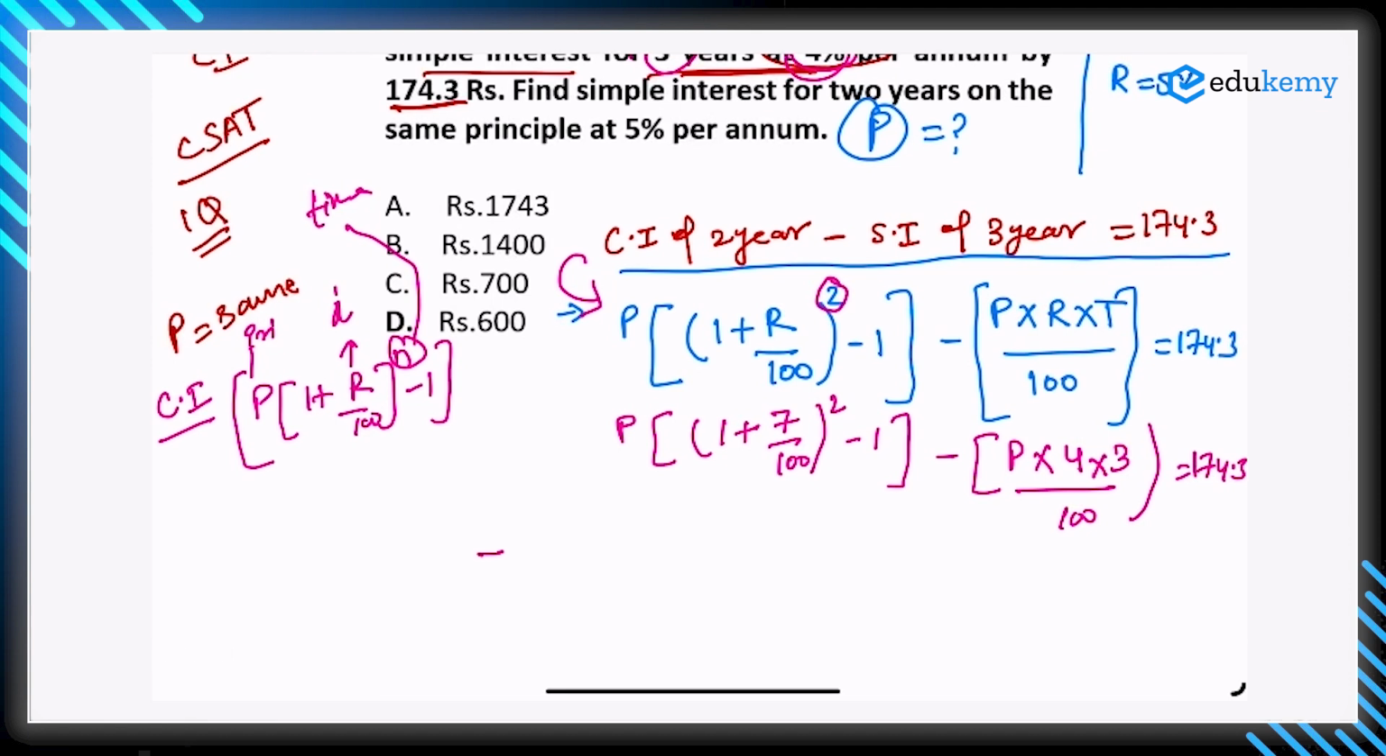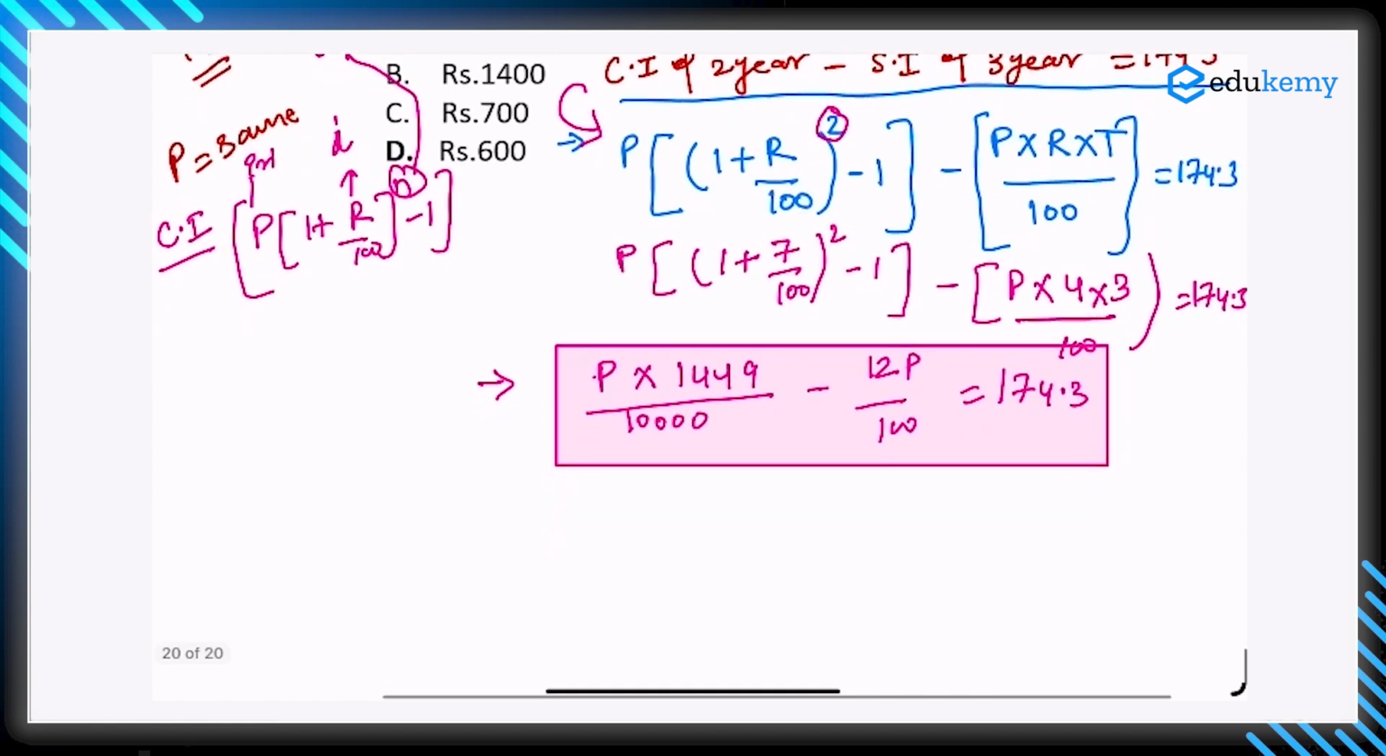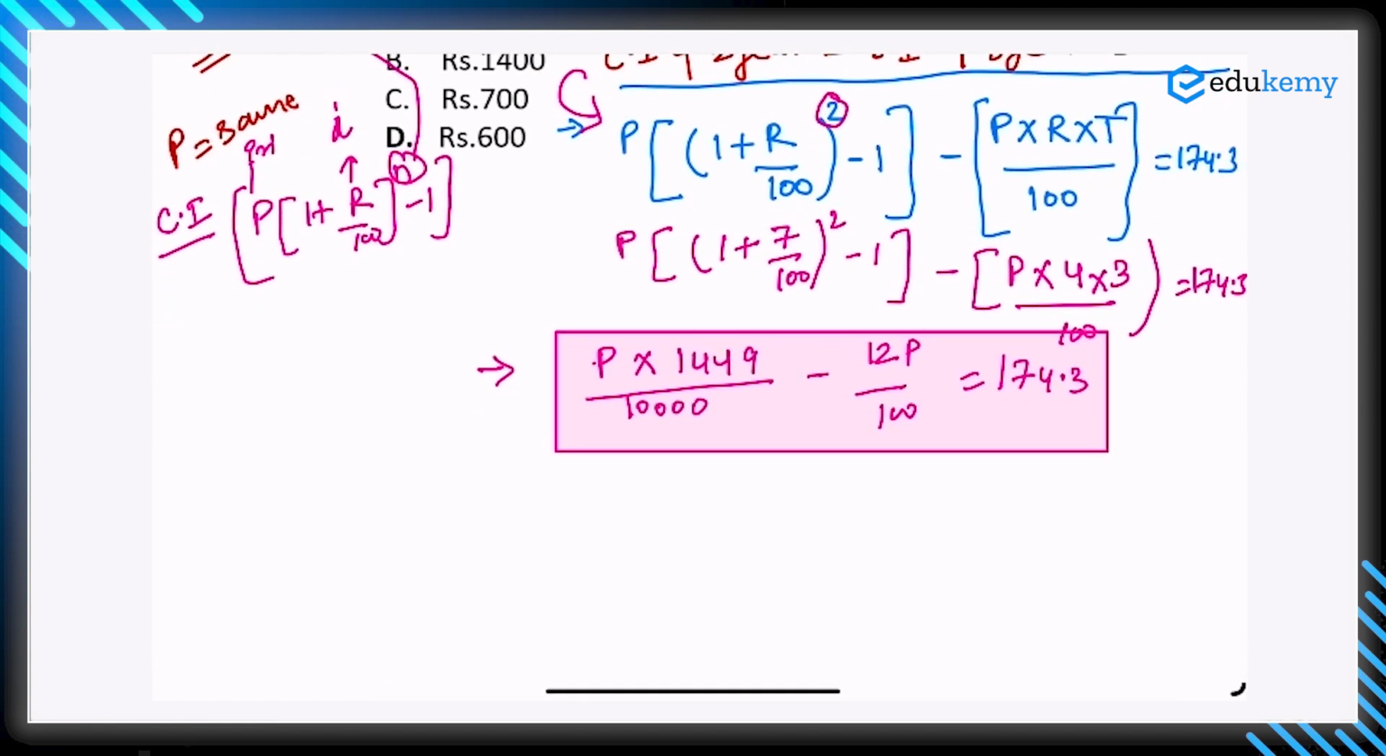Now let's solve the equation. After solving this equation, we are getting P into 1449 divided by 10,000, as 100 squared is 10,000, minus 12P divided by 100 is equal to 174.3. I hope यहाँ तक सबको clear है. This is clear to everyone here. After here, P into 1449, since 7 squared is 49. Then we take the LCM of it, and it's P into 1449 minus 12P by 100 is equal to 174.3.